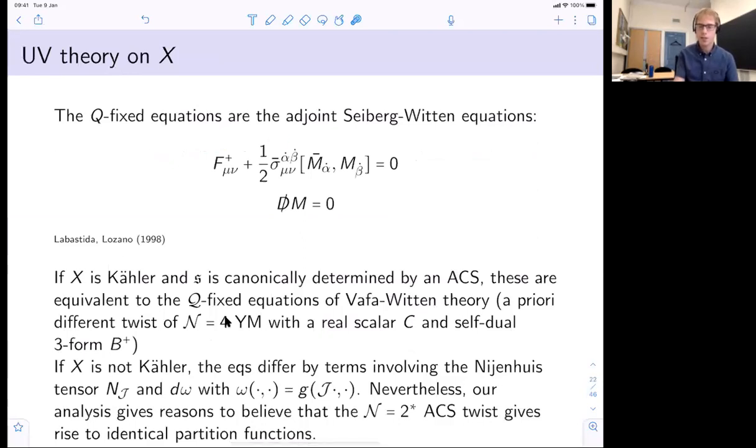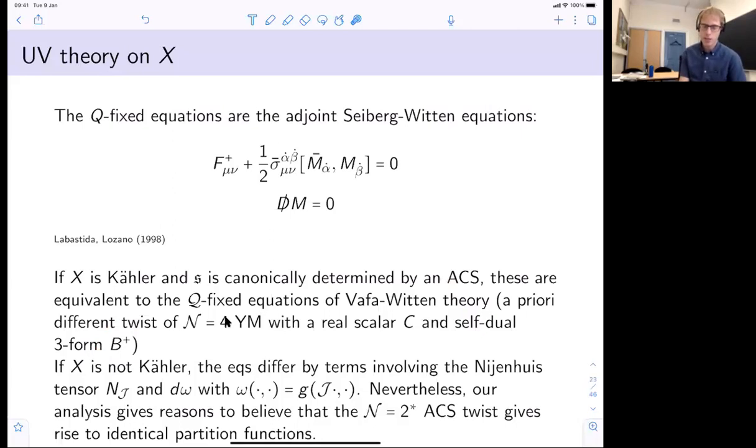Okay, so the Q-fixed equations are the adjoint Seiberg-Witten equations, which I spelled out here. It's the self-dual component of F, and then a combination of the bosonic spinor fields of the hypermultiplet, and a spin C Dirac equation. If X is Kähler, this was, in the context of topological field theories, a rather important point. If X is Kähler and S is canonically determined by the ACS, then one can show that these equations are equivalent to the Q-fixed equations of another topological theory, namely the Vafa-Witten theory, which is a priori a different twist of the N=4 super Yang-Mills, and it is written in terms of a real scalar C and the self-dual two-form B plus.